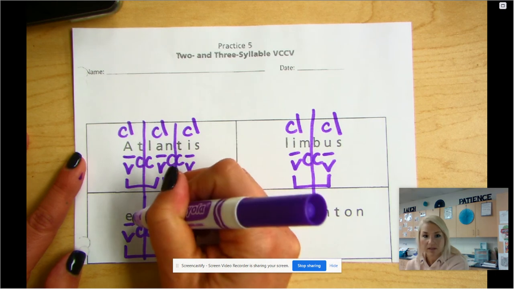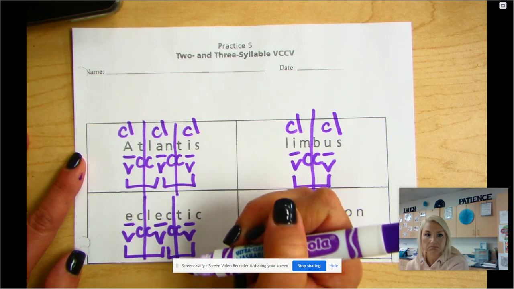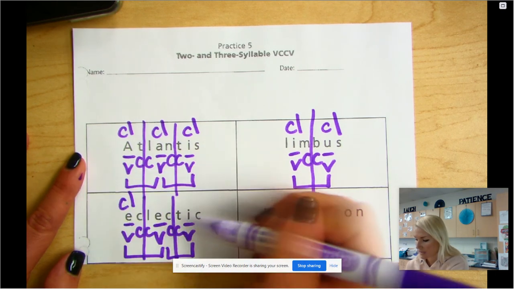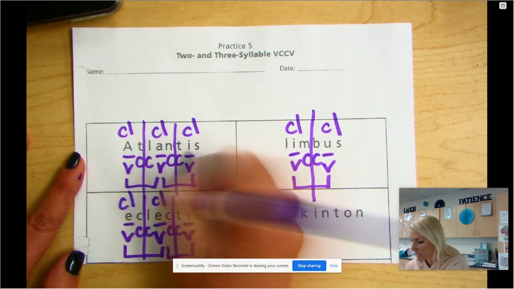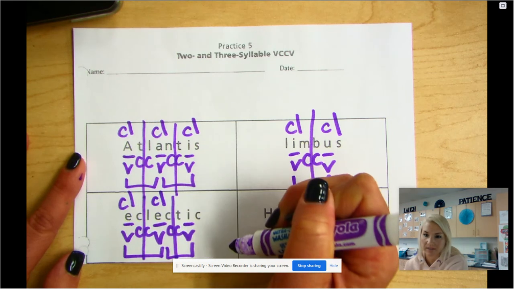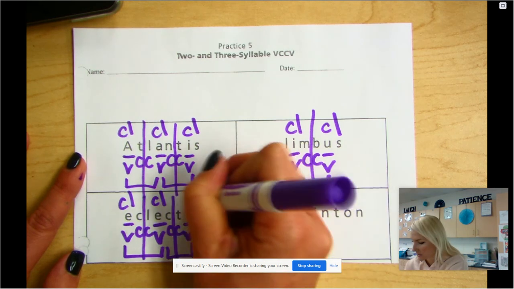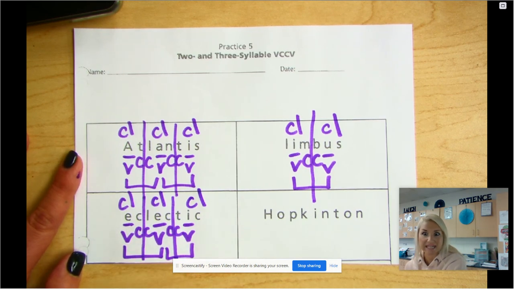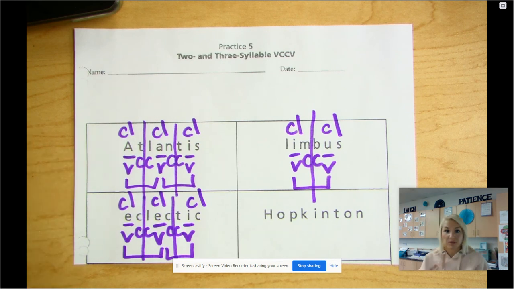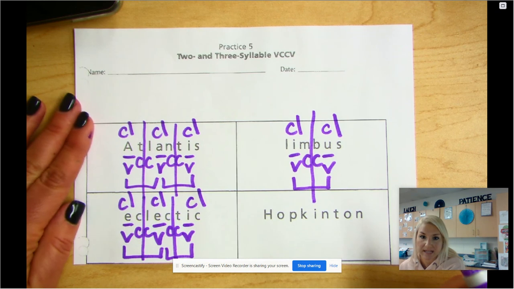So I have ek, that would be closed. Lek, I hear short e, so that's a closed syllable. And tick, I hear short i, not long i, so it's not open, it's closed. So eclectic, eclectic. It's a fun word to say, eclectic. If this is a word you don't know, look it up on your dictionary.com app and learn more about this word. Let's go on to the last one here so that way you can do your practice on Class Kick.